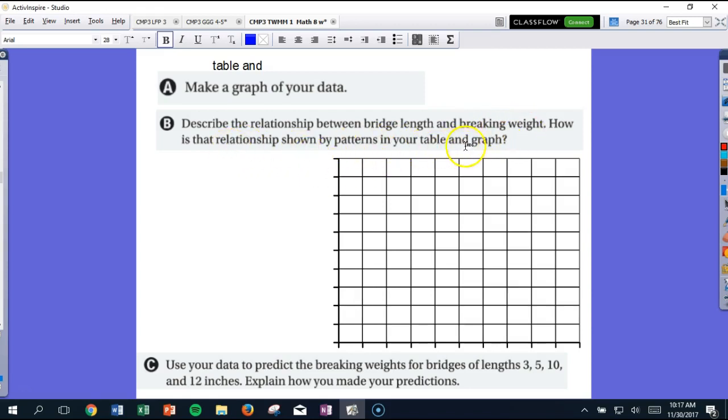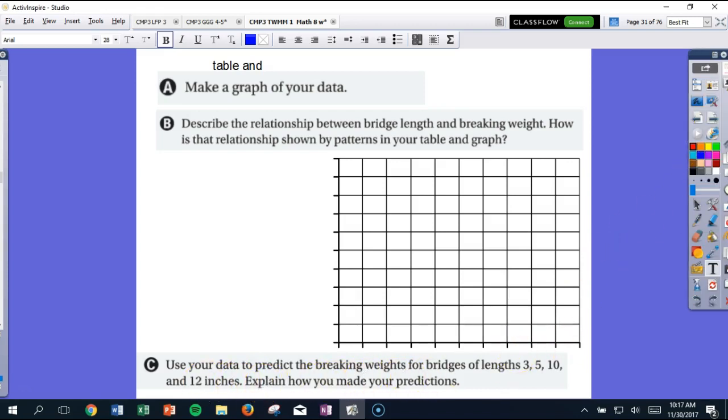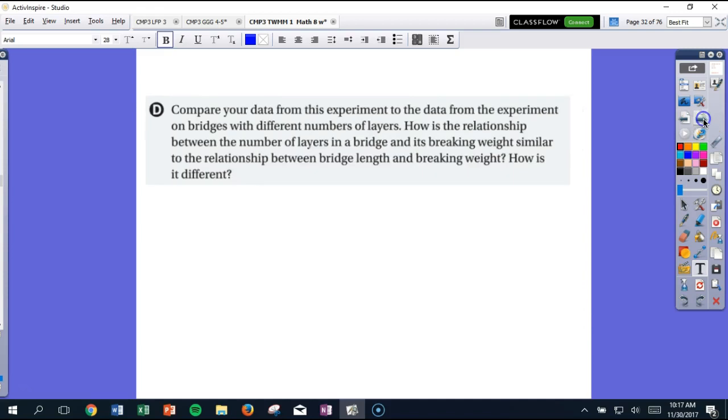How is that shown by either the table or the graph? And then use the data from your 4, 6, 8, 9, and 11 bridge lengths to predict the breaking weights for bridges of 3, 5, 10, and 12, and be able to explain to me how you made your predictions.